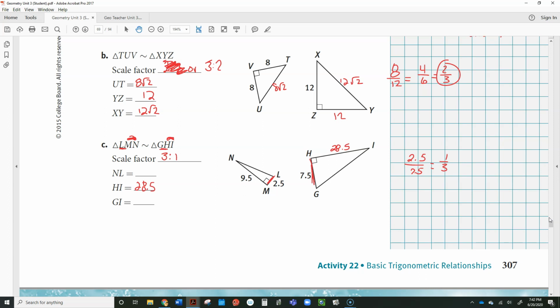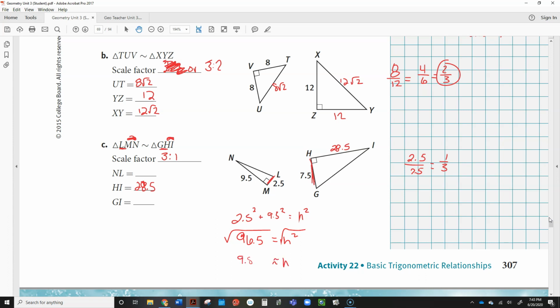And to get this third one, the hypotenuse, we're going to have to do the Pythagorean theorem for one of them. 2.5 squared plus 9.5 squared is equal to the hypotenuse squared, and that's 96.5. So you take the square root of both sides, and you get about 9.8.